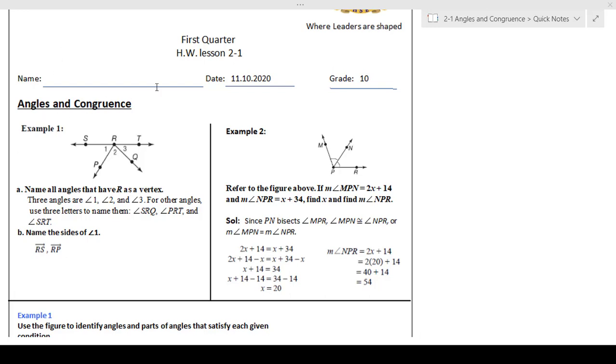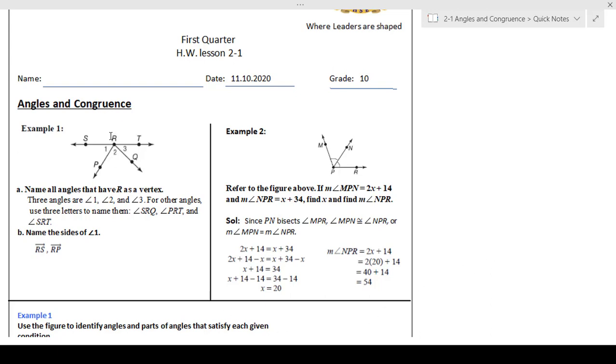Hi, here I'm going to solve worksheet number 2.1, Angles and Congruence. Now I'm going to explain the examples. Name all angles that have R as a vertex. Now, what's the meaning of that has R as a vertex?